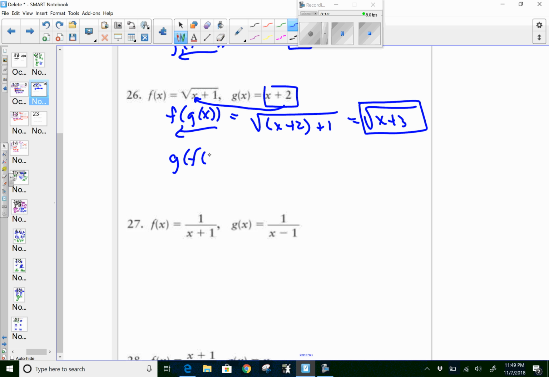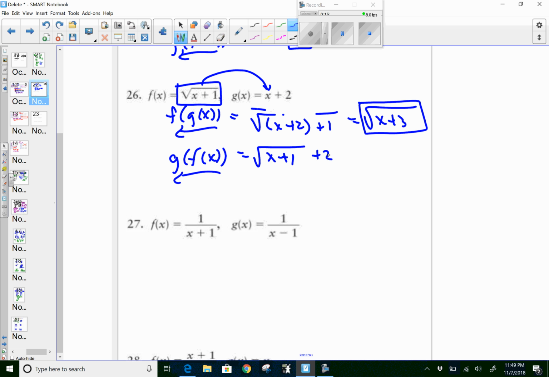G of f of x, now we're going to go backwards. So we are taking f of x and plugging it into g. So we're taking all of this and plugging it into g. So my new x is going to be the square root of x plus 1, and then I'm adding 2 to it. Notice that the plus 2 stays on the outside. So final answer is square root of x plus 1, and then it's plus 2.